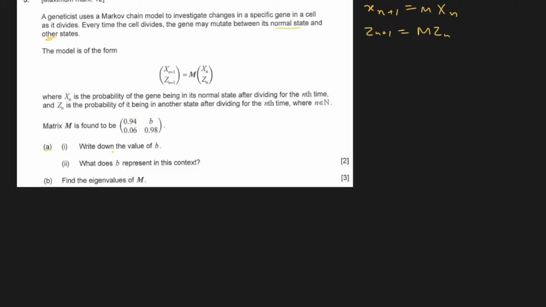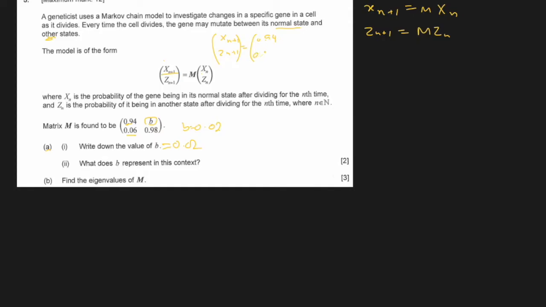A, first part, write down the value of B. Okay, so the sum of the two probabilities should be 1. So 0.94 plus 0.06 is 1. So B has to be 0.02. So that 0.02 plus 0.98 gives us 1 again. So B is 0.02. What does B represent in this context? Let's open this to understand the thing. So xn plus 1 and zn plus 1 equal to, in place of M, let me write the matrix now.